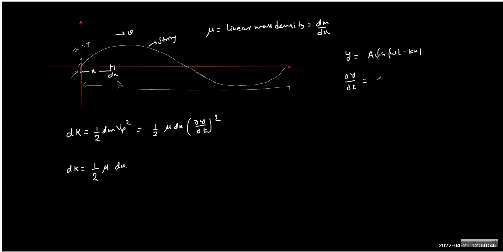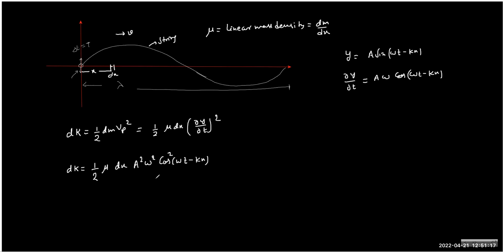And so the del y by del t will be a omega cos(omega t minus kx). So we can substitute the value, and we'll get a square omega square cos square(omega t minus kx). Okay, so this is the square. So this is the kinetic energy of a random particle.